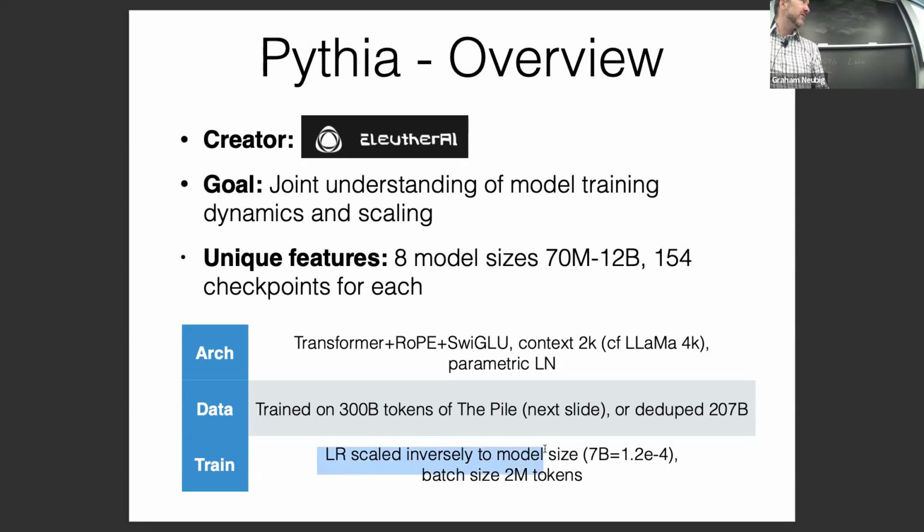And they have different learning rates for different model sizes. The 7B model is 1.2 times 10 to the minus 4. In contrast, LLaMa is 3 times 10 to the minus 4. So this is a potentially big change, because the learning rate here is actually less than half the size. As for the batch size, they use 2 million tokens, and actually LLaMa 2 uses 4 million tokens for the batch size. So there are some small differences there.